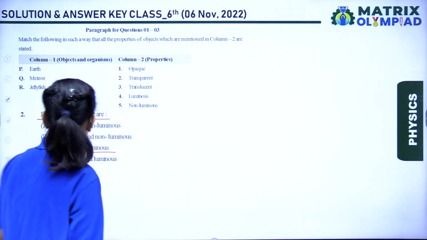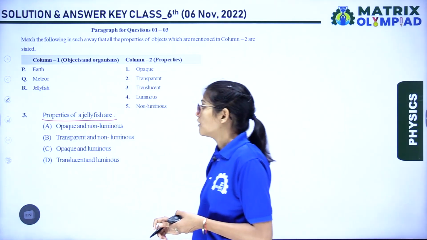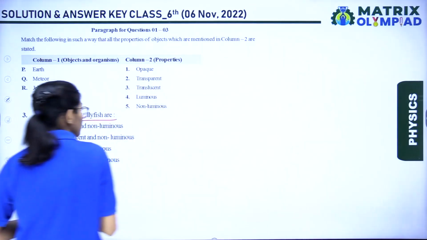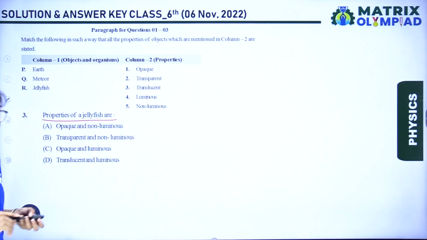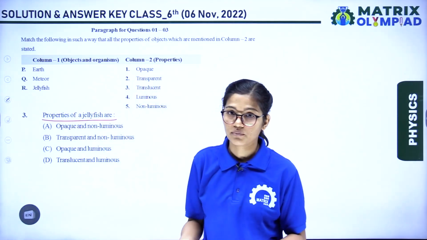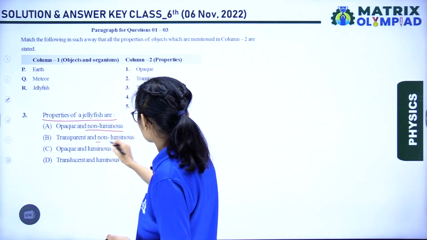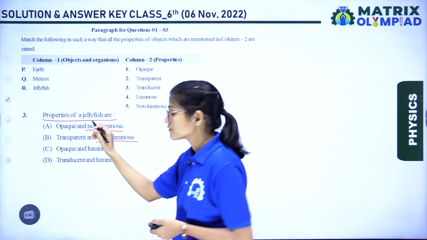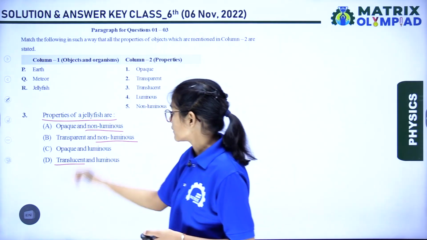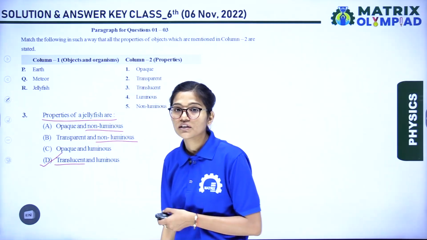Now let's come to question number 3. In question number 3, we have to tell the properties of a jellyfish. Jellyfish is a bioluminescent object. It has its own light, so basically it is an example of a luminous source. So here is non-luminous and here is non-luminous. If I am talking about the surface of a jellyfish, it is a translucent surface. So the properties of a jellyfish are translucent and luminous. So for the third question, option D will be correct.